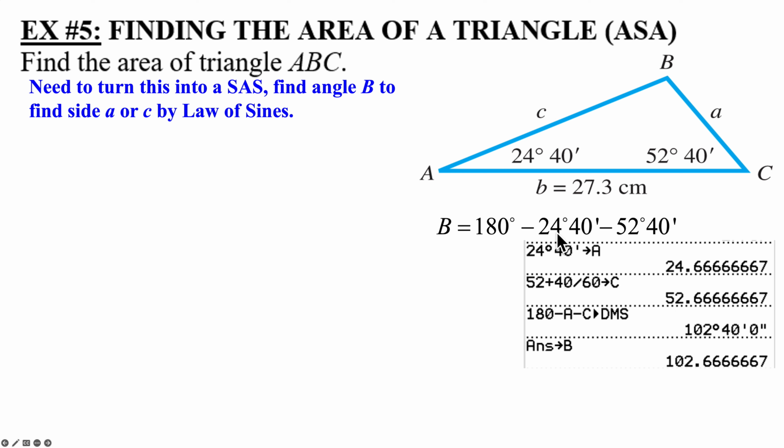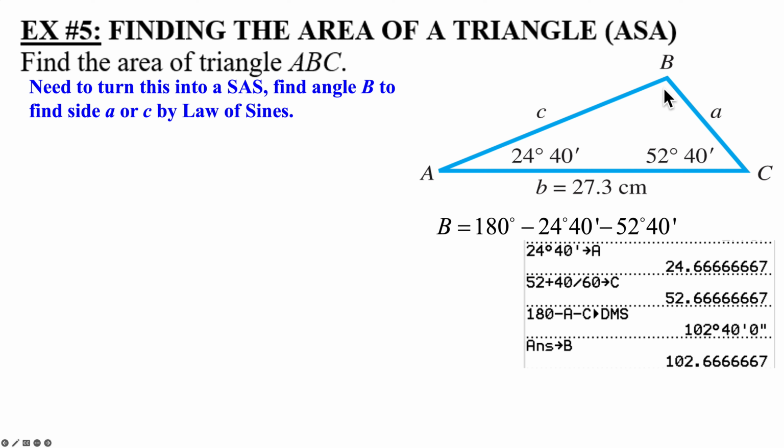So notice what I did in my calculator. I typed in 24 degrees, 40 minutes, stored it in A. It gives me 24.666666. Angle C, I typed it in the quick way, 52 plus 40 divided by 60, and stored it for alpha C.